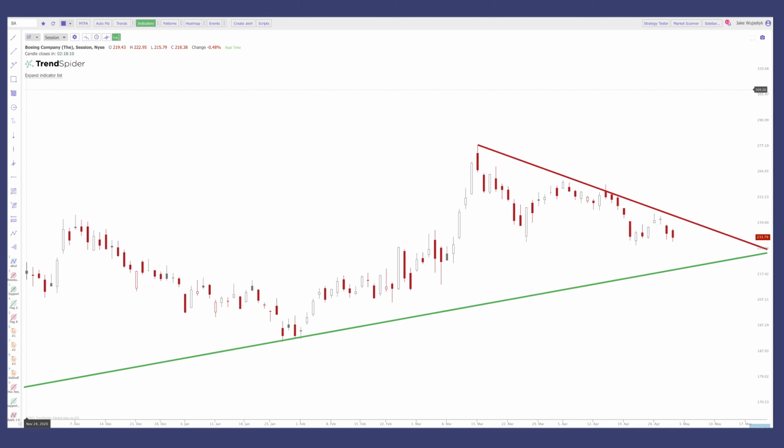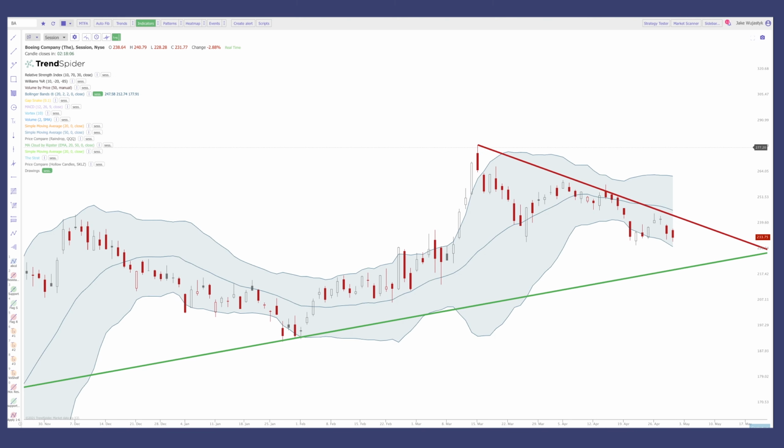Now you can also use this on, as I mentioned, Bollinger Bands. You can use this on moving averages. So anything that's interacting with price, you can see here price is interacting with it. So let's do a Bollinger Band. Same thing, let's remove these trend lines.